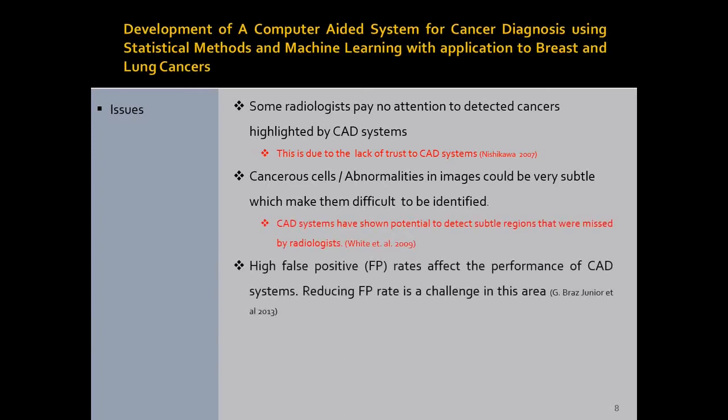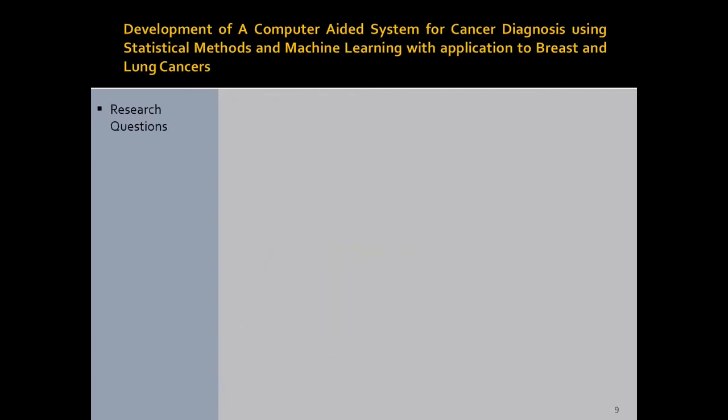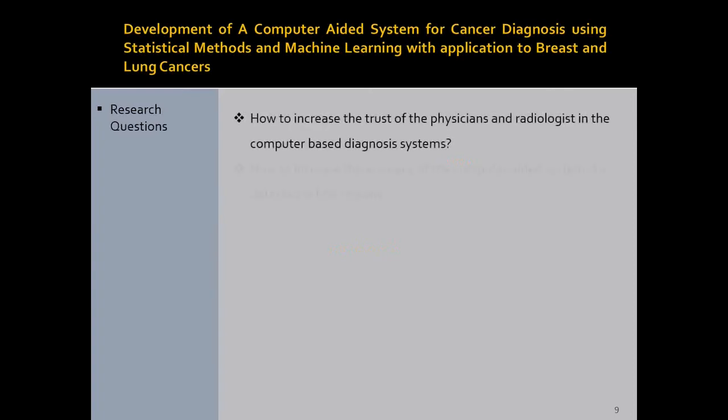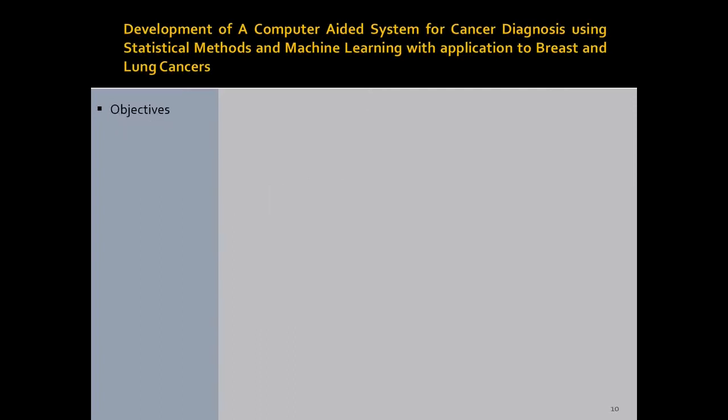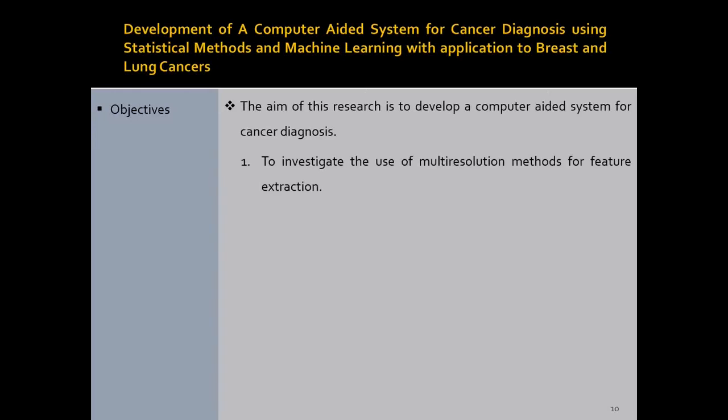The high false positive. False positive, what does it mean? The system tells you that you are sick, but in reality you are not. We call it a false positive. Or we have the false negative too. So we need to enhance our system. So these will all be our research questions. How to enhance the system, how to increase the accuracy, how to reduce the number of false positives and false negatives.